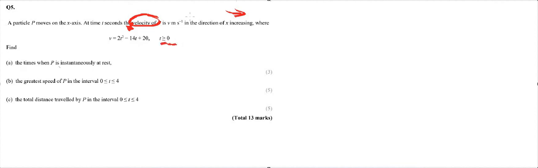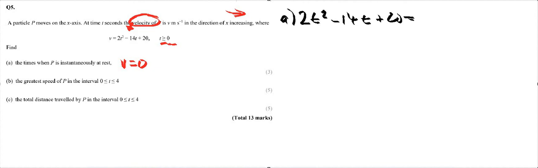So A, the times when P is instantaneously at rest. Well, P is instantaneously at rest when the velocity is equal to 0. So all we need to do is solve our quadratic for 0. So 2t squared minus 14t plus 20 equals 0. Now if I put that into my calculator or factorize, whatever you want to do, I get that t is equal to 2 or t is equal to 5. So that's instantaneously at rest.